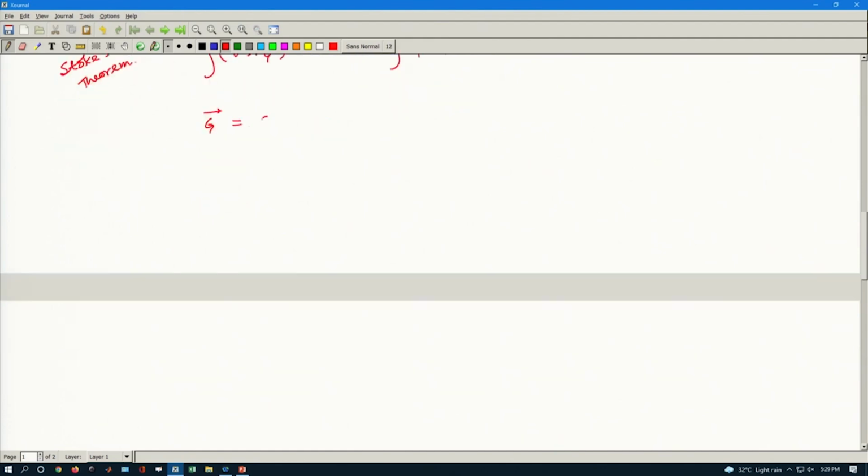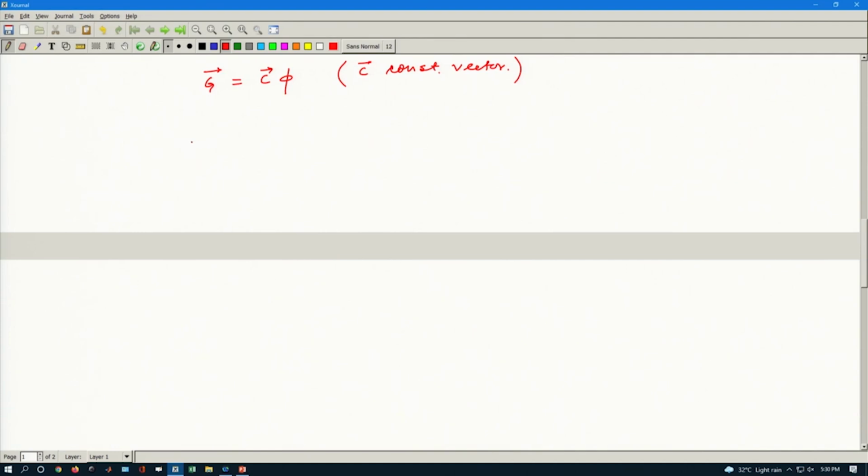So, G is here some constant vector and a scalar field phi. C is a constant vector. The constant vector.